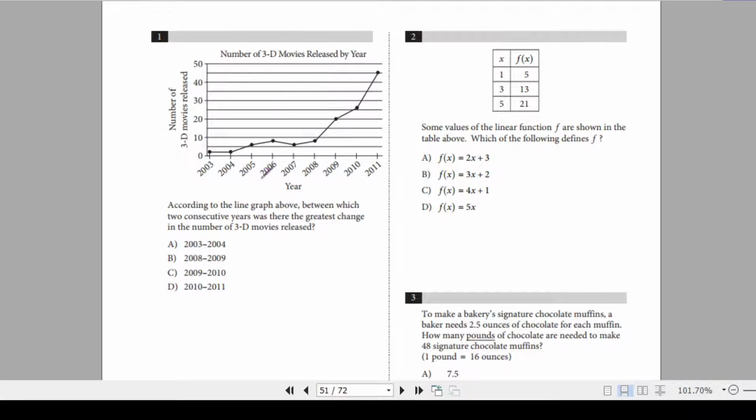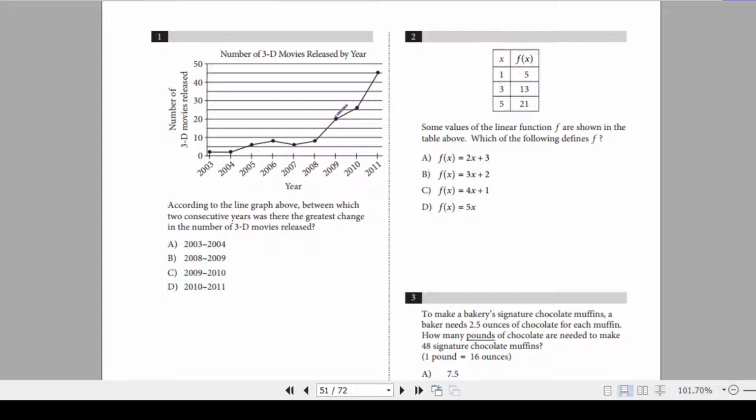The question says this is a line graph. These are the number of 3D movies released, 0, 10, 20, 30, 40, 50, in different years from 2003 to 2011. These are years, these are movies. According to the line graph above, between which two consecutive years was there the greatest change in the number of 3D movies released? So all you need to see is the difference from 3 to 4, 4 to 5, 5 to 6, 6 to 7, 7 to 8, 8 to 9.